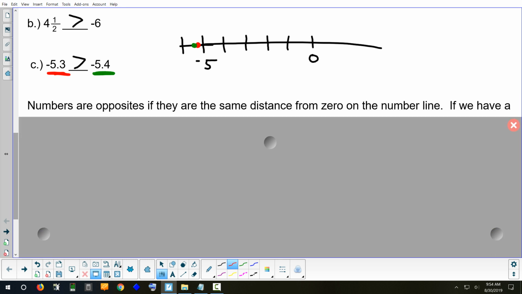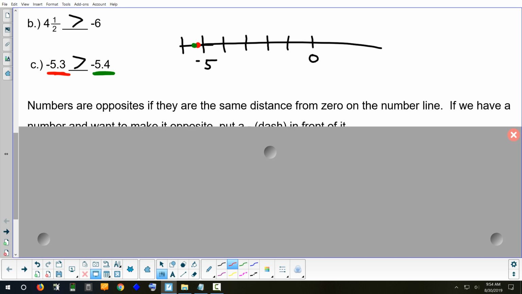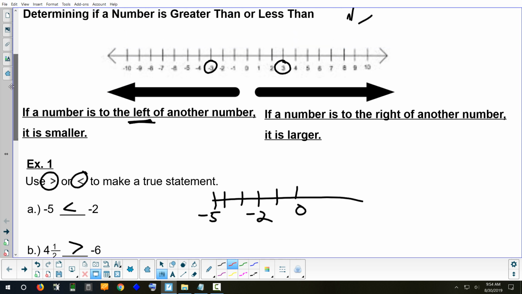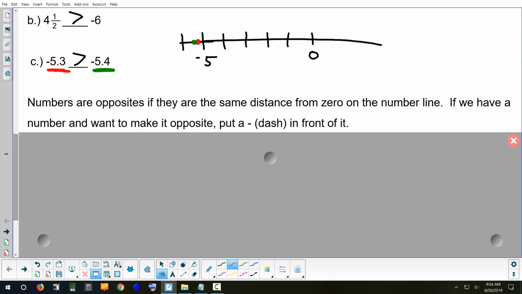Now, this is something that I think Cadence kind of mentioned about numbers' distance from 0. And you guys already have this written. Numbers are opposites if they are the same distance from 0 on a number line. I think it was Olivia, I said I'm thinking in my head of a number that's 3 units away from 0. And she said, well, it could be 2 things. It could be 3 or -3. They're both 3 units away from 0, and they are called opposites. So if you have a number and you want to make it the opposite, we just put a little dash in front of it.